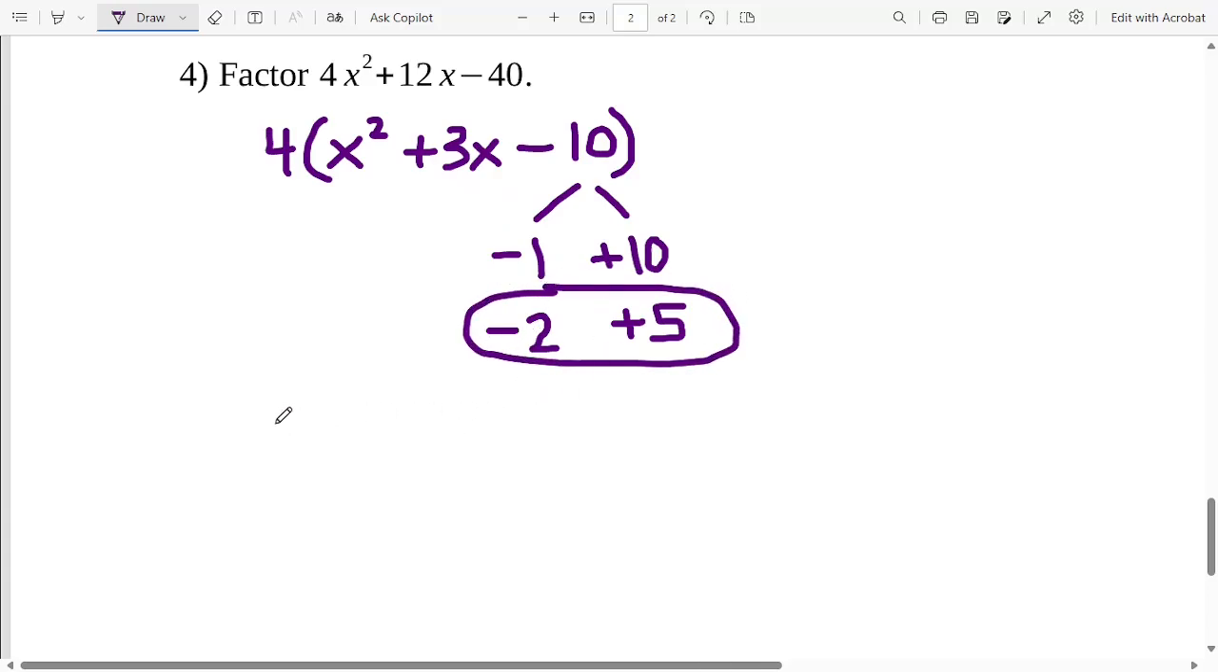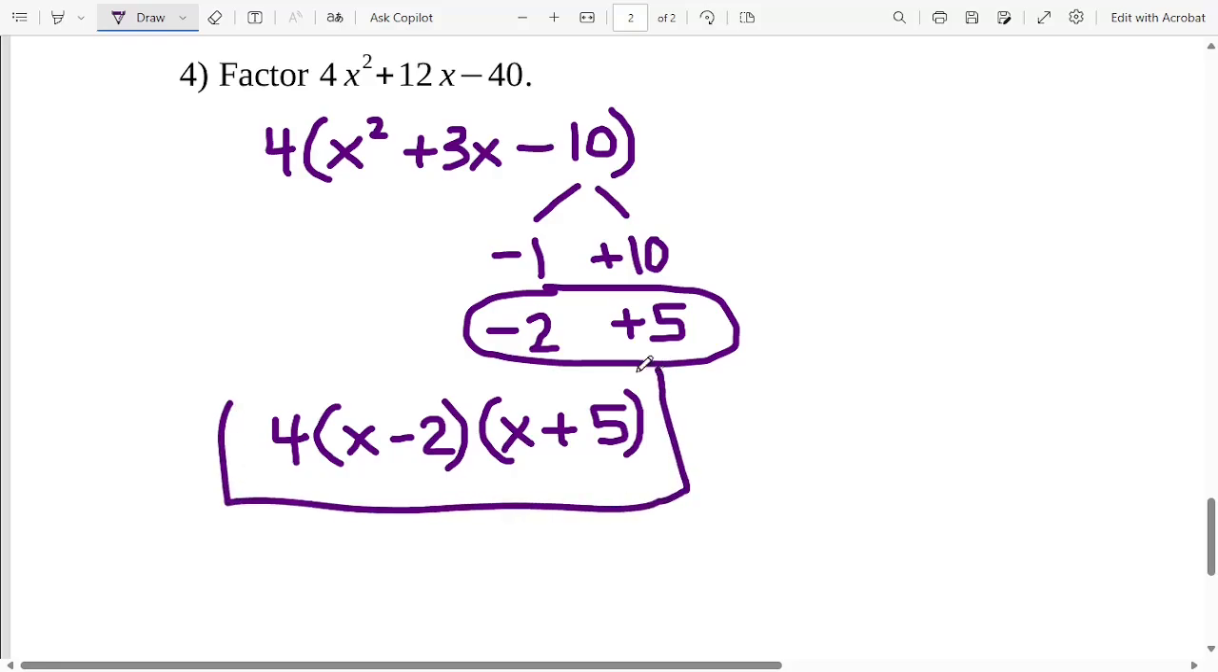And so writing this in factored form, I still have the 4 out front. And then I have x minus 2 times x plus 5. And that's all there is to it. So that's factoring out the common factor.